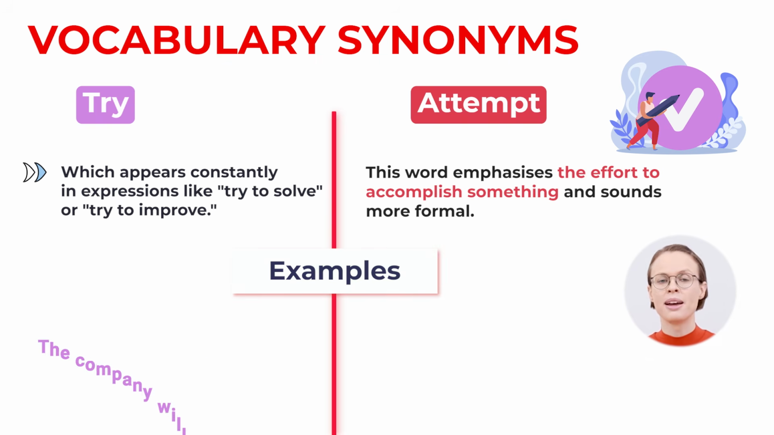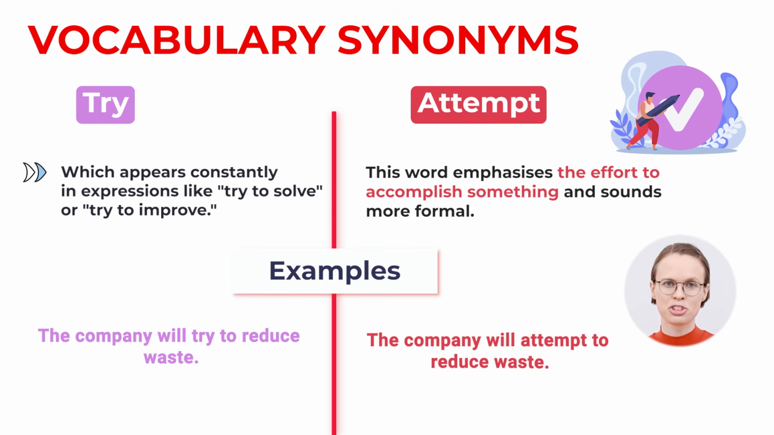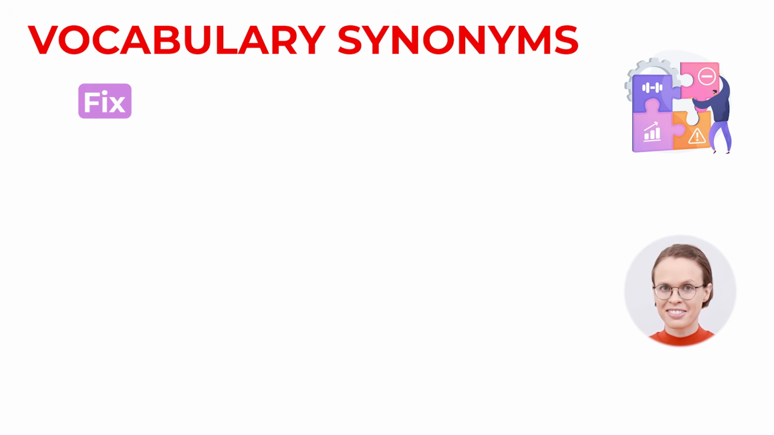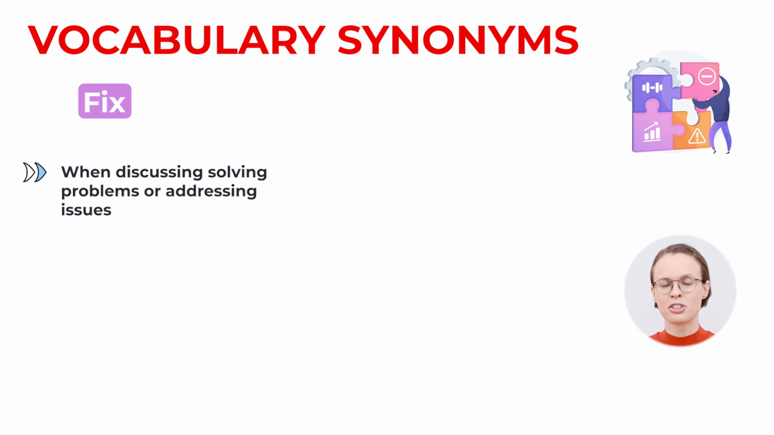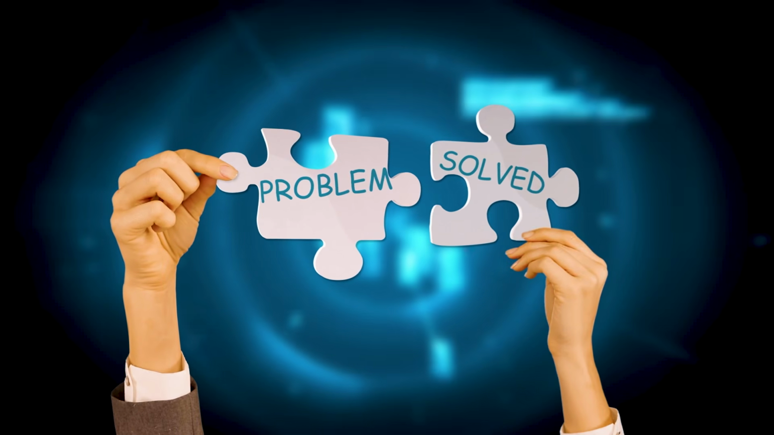Here's an example. The company will try to reduce waste. This becomes: the company will attempt to reduce waste. Here's another basic word you've probably used many times. Fix. CELPIP test takers use this frequently when discussing solving problems or addressing issues.